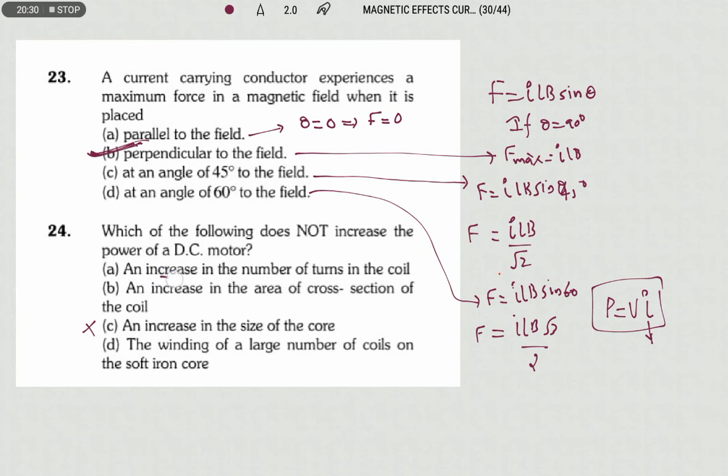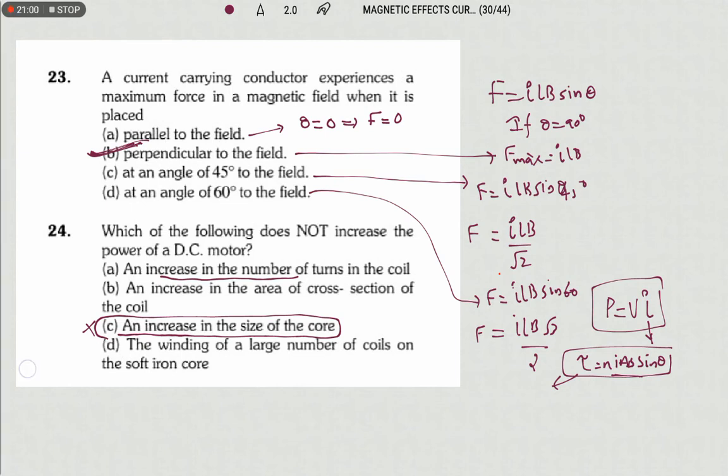Now, number of turns increasing means the torque increases. If the torque increases, automatically the power will also increase. So what is the formula for torque? Torque is equal to NIAB sin theta. This is the formula for the torque acting on it. The power of the motor depends on the torque. As the torque increases, the power will also increase. It does not depend on the size of the core. So this is not true in case of the power of a DC motor.